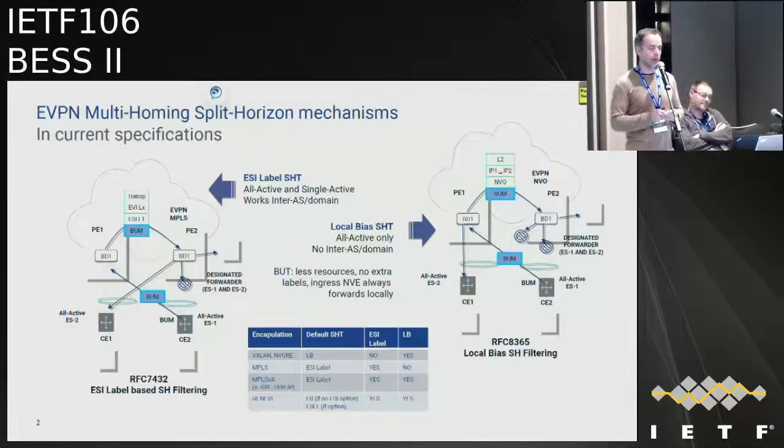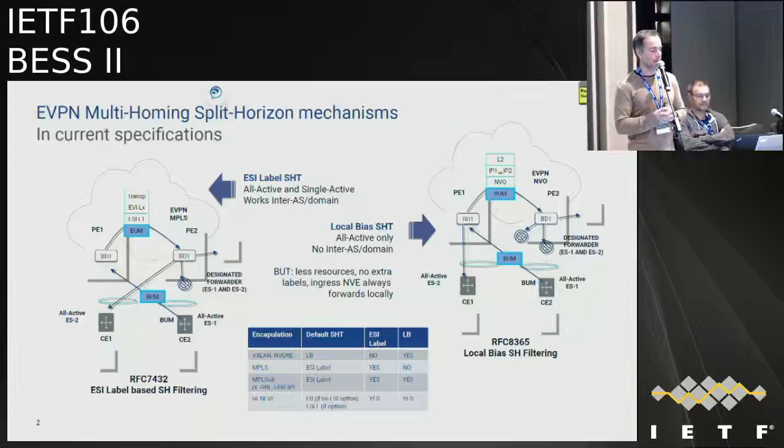For instance, if you look at the left-hand side of this slide, you have an all-active Ethernet segment connected to CE2. When you send BUM traffic from CE2 to PE1, and PE1 floods that, the traffic goes back to PE2. If PE2 is the DF, we really want to avoid the traffic coming back to the CE. The mechanism to avoid that and avoid the loop is what we know as the split horizon mechanism. There are two ways of doing it.